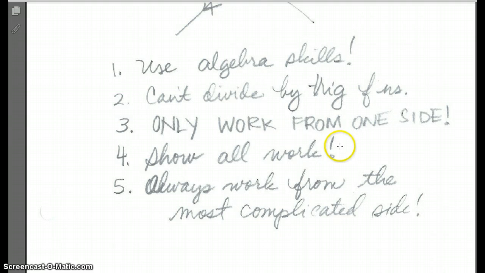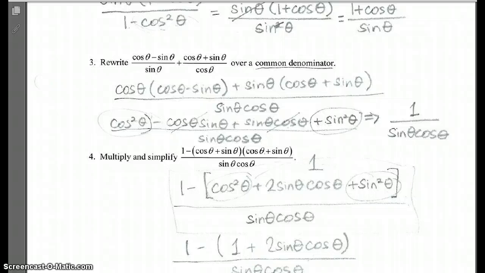You want to show all your work. This test is going to be taken on campus in paper and pencil. So being able to show all your work is going to be key. And the easiest thing that you can do is always work from the most complicated side, because it's easier to break that down than the side that is already simplified.